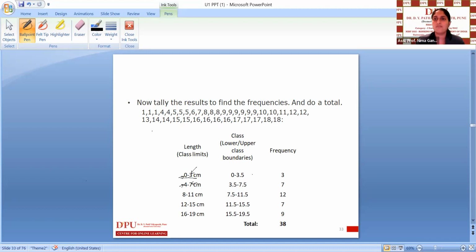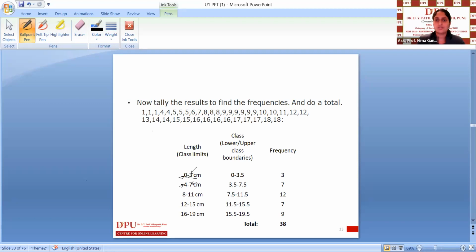So always remember, what is the frequency? Frequency is the number which tells you how many times your observations are coming in the data. So in this group, how many observations are coming in the data? Just one is coming 3 times, 4 to 7, 7 observations. In 8 to 11, there are 12 observations. So you can verify here 1, 2, 3, 4, 5, 6, 7, 8, 9, 10, 11, 12, right? 8 to 11, 12 observations. Then 12 to 15, 7 observations, 16 to 19, 9 observations. So total of the frequency is 38.